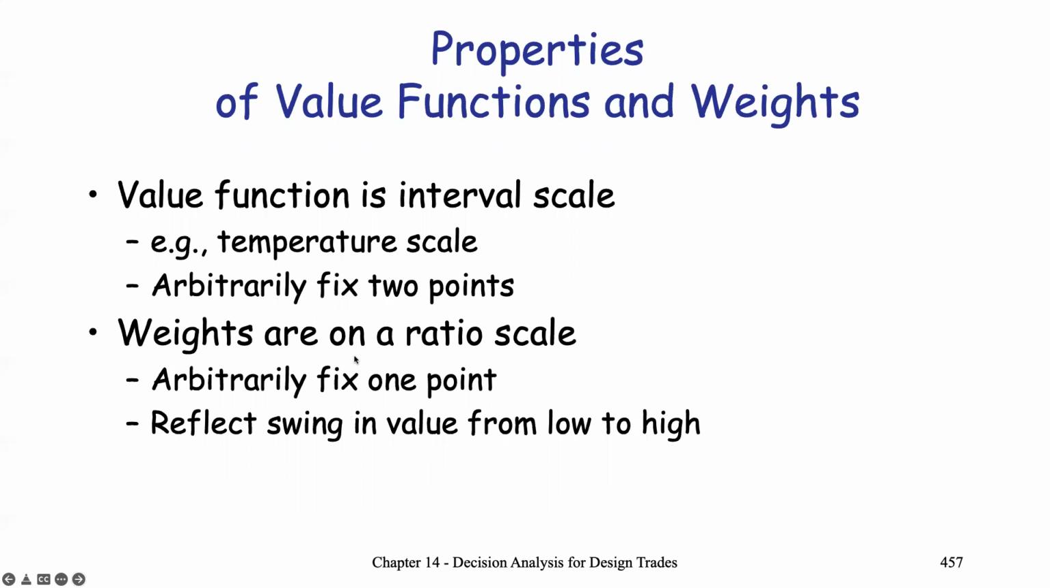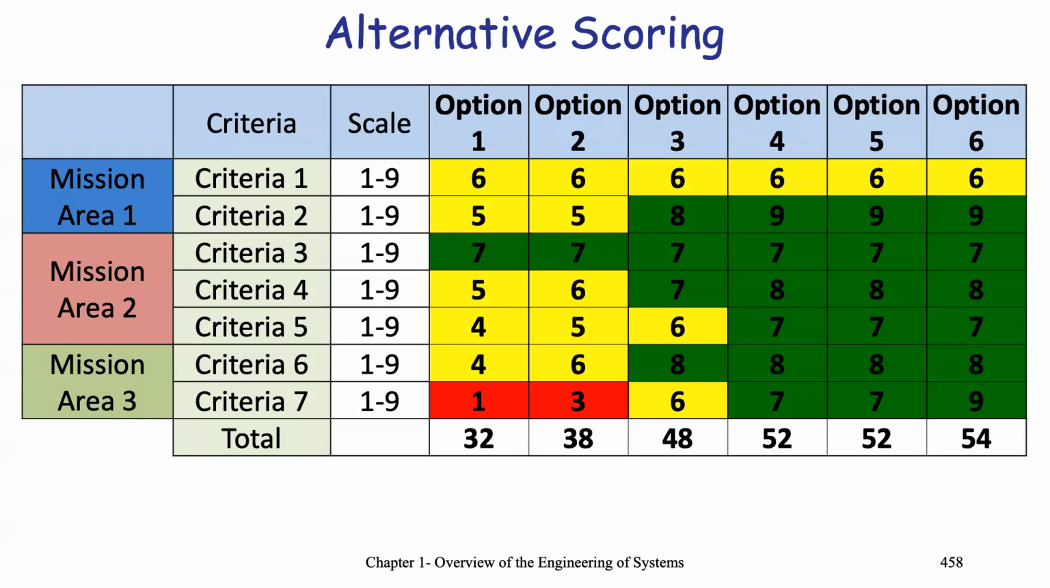Weights are on a ratio scale. It can arbitrarily fix one point and then reflect swing in value from a high to low. So maybe you have a redesign, and you have an idea that has to be, as a minimum, what you had previously. And so you would like to have it fixed by that previous performance value.